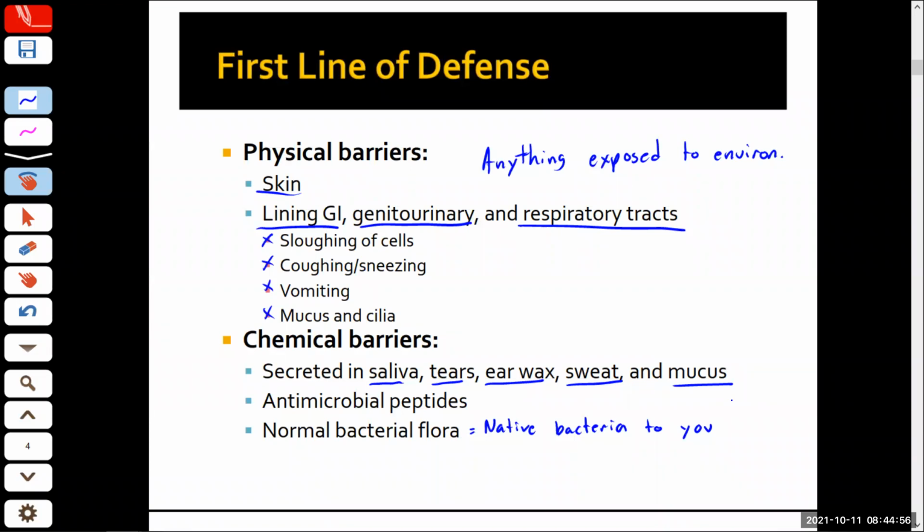Your normal flora helps protect you. What your flora does is create a competitive market. Because you have other bacteria on your skin, that other bacteria is fighting with MRSA. They're too busy fighting one another rather than infecting you. So that actually helps you out. And that is it for the first line of defense.